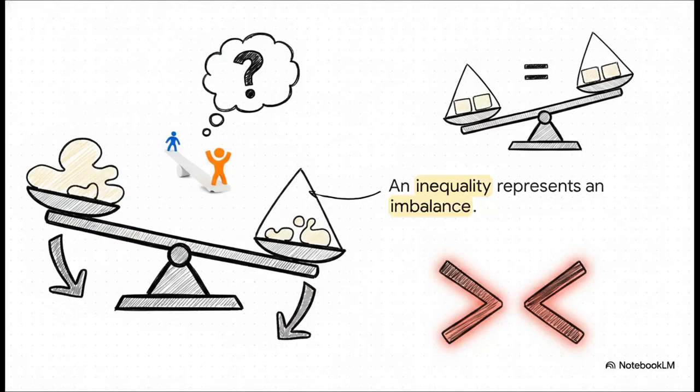To really get this, think of the linear inequality formula like an unbalanced weighing scale. While a standard equation demands perfectly balanced scales where the left side perfectly equals the right side, an inequality represents a state of imbalance. One side is inherently heavier or mathematically larger than the other side.